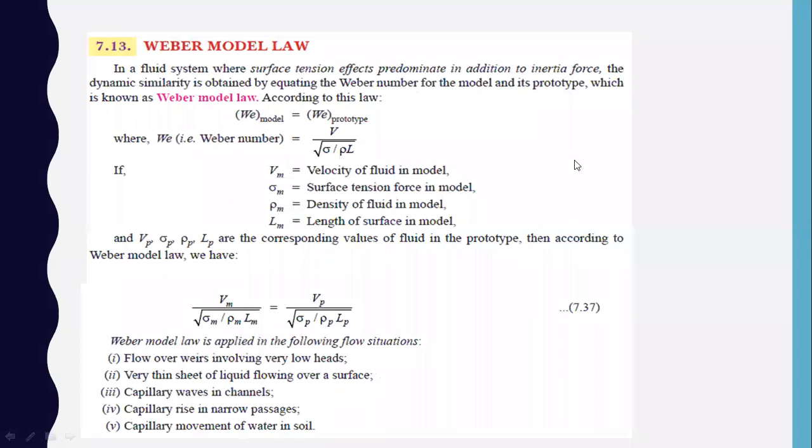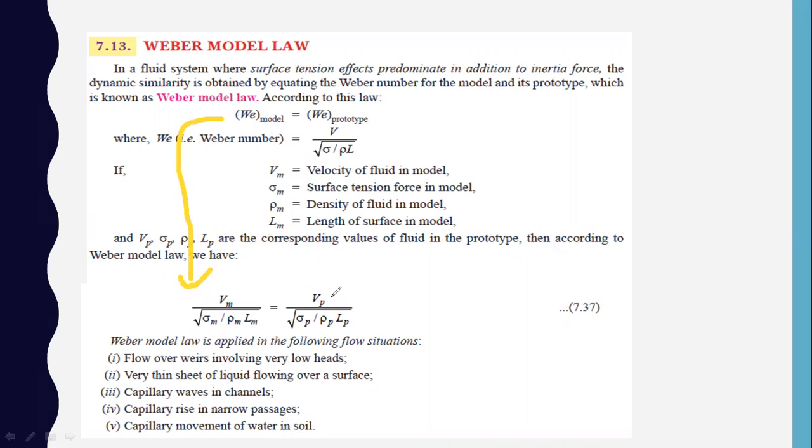Next, we will go for the Weber model. In the Weber model, in a fluid flow system where surface tension effects predominate in addition to inertia force, likewise the other numbers, the Weber number of the model will be equal to the Weber number of the prototype. The Weber number formula will be velocity divided by root of sigma divided by rho into L. So we just apply the formula to this, then we will get this.